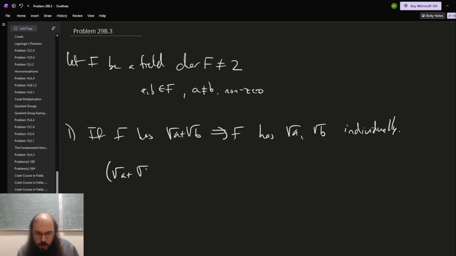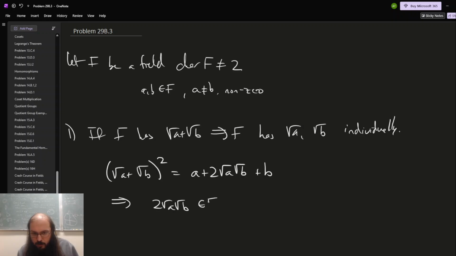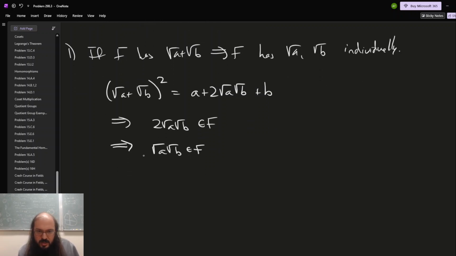So I start by taking square root of a plus square root of b, and since it's a field element, I can square it. And I get a plus 2 square root of a square root of b, plus b. Since this is a field element, a and b are also field elements, I can subtract them. So that means 2 square root of a square root of b is in F. Since the characteristic of F is not 2, I'm allowed to divide by 2 and see that this is in F.